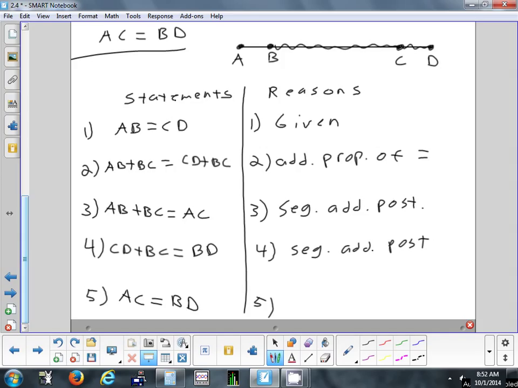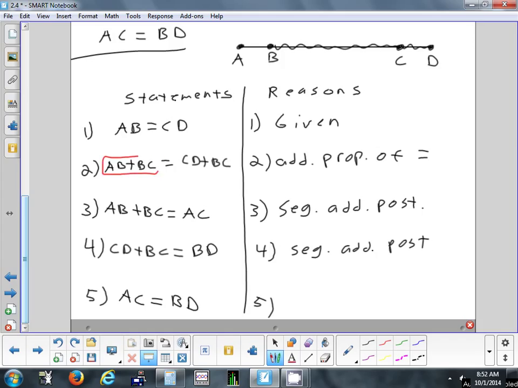Anybody see the reason why? And this is a property that I explained today. Yep? Because if AB plus BC equals AC and CD plus BC equals BD, and both the same measurements, then AC has to equal BD. Okay, so everything you're saying is perfect. We just need the formal reason why what he's saying is right.